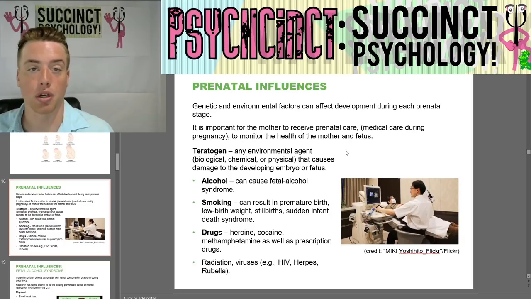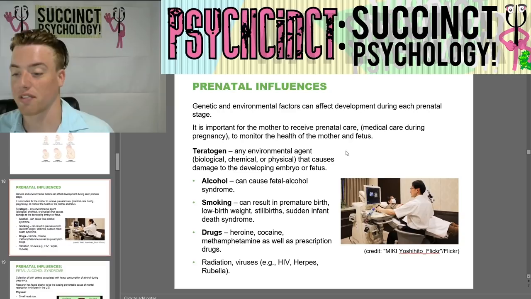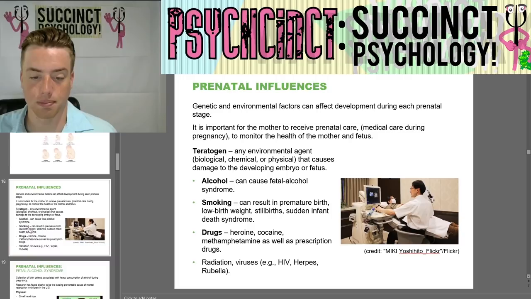Now, alcohol can cause fetal alcohol syndrome. Smoking can result in premature birth, low birth weight, stillbirths, and sudden infant death syndrome. Now, drugs like heroin, cocaine, and methamphetamine, as well as prescription drugs, and then there's radiation, and viruses, for example HIV, herpes, rubella. So these are all prenatal influences.